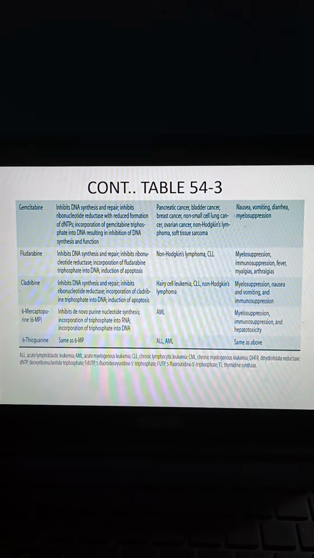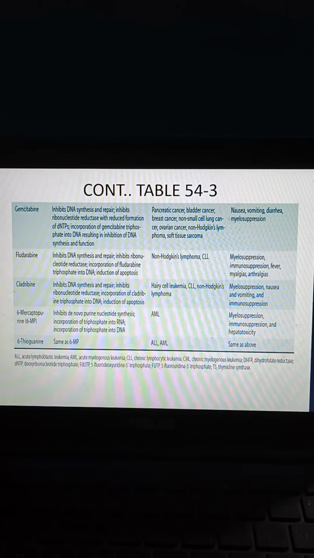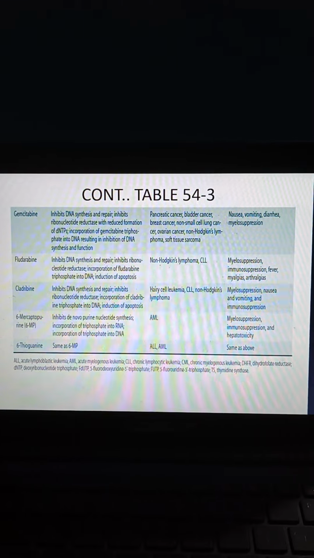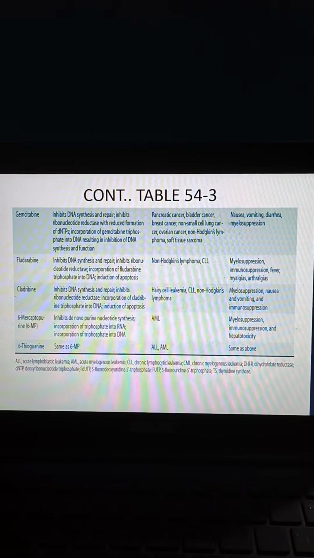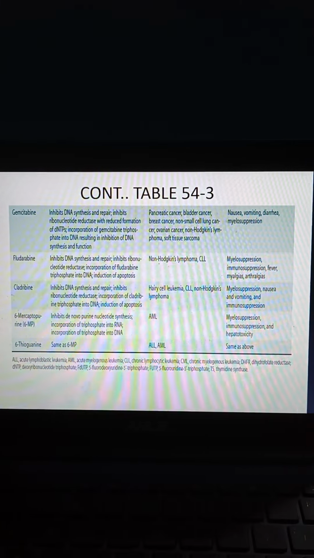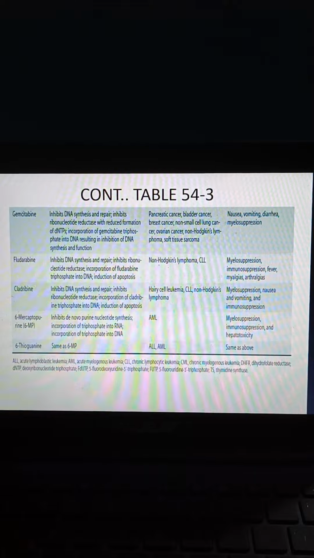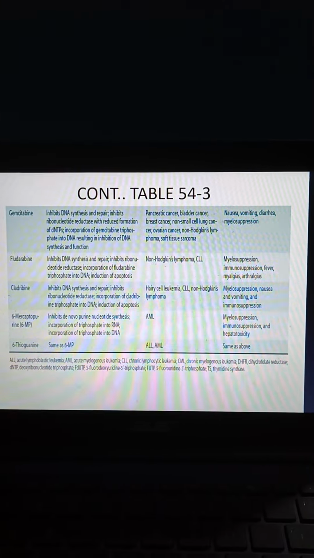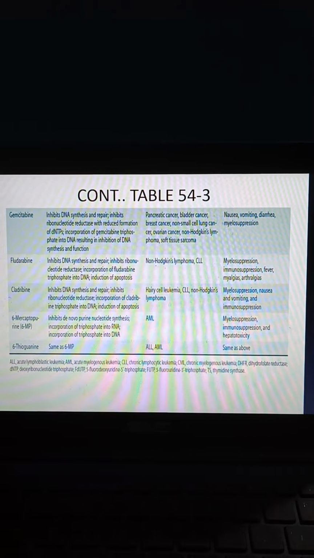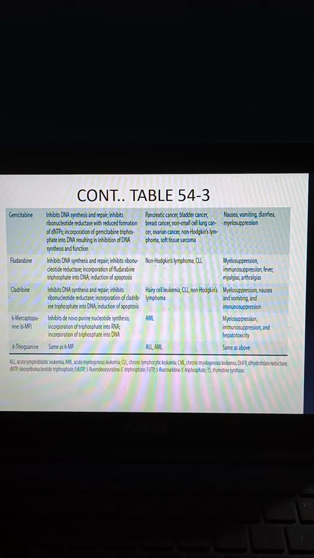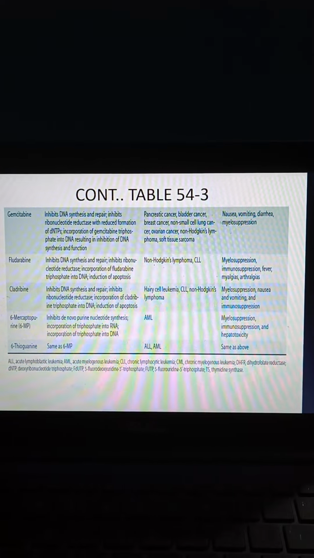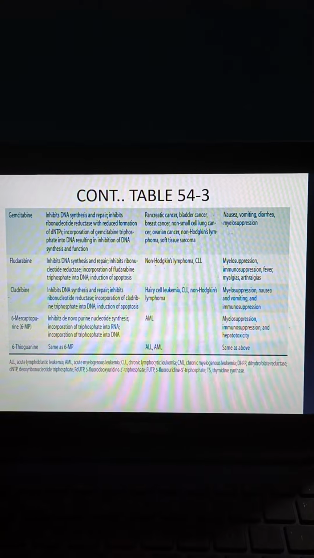Then coming to gemcitabine. Gemcitabine is another drug, inhibits DNA synthesis and repair, inhibits ribonucleotide reductase with reduced formation of DNTPs, incorporation of gemcitabine triphosphate into DNA resulting in inhibition of DNA synthesis and function. It can be used in case of pancreatic cancer, bladder cancer, breast cancer, non-small cell lung cancer, ovarian cancer, non-Hodgkin's lymphoma, soft tissue sarcoma. And the toxicities of gemcitabine are nausea, vomiting, diarrhea, myelosuppression.